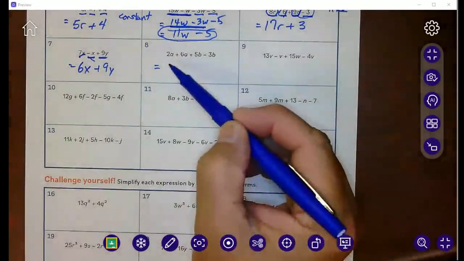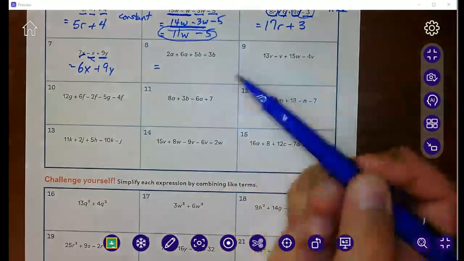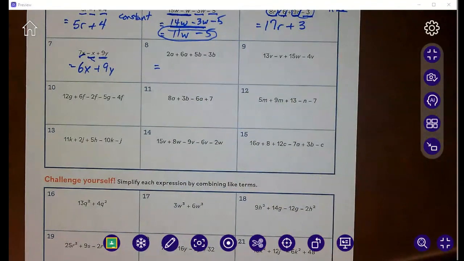Okay, we're working on number 8. 2a plus 6a plus 5b minus 3b. Want to put those together, like terms together. And I want to know what you get for a final answer, and I'm going to call on somebody to tell me what they got. How about Mr. Hall? What did you get for an answer if you're done?